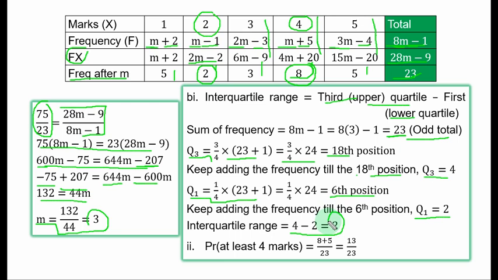B part of the question, find the probability that a student selected scored at least 4 marks. That is, those that scored 4 marks plus those that scored 5 marks. Those that scored 4 marks, they are 8. Those that scored 5 marks, they are 5. So you add 8 plus 5 over sum of frequency, 23, and that gives 13 over 23 as the required probability.